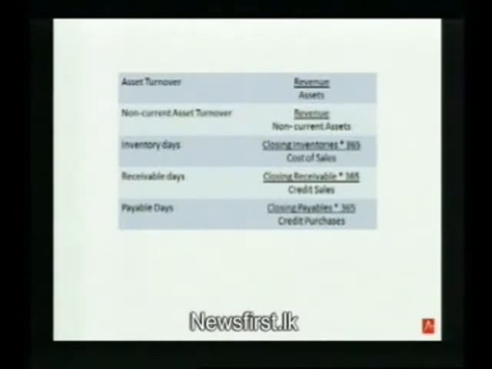if you don't have the credit sales, then you can take the total sales. Closing payable days is closing payable divided by credit purchase, and credit purchase, if the credit purchase is not available, then you can use the cost of sales into 365.